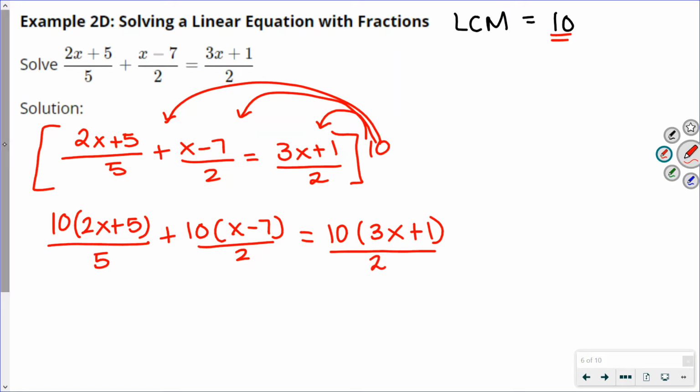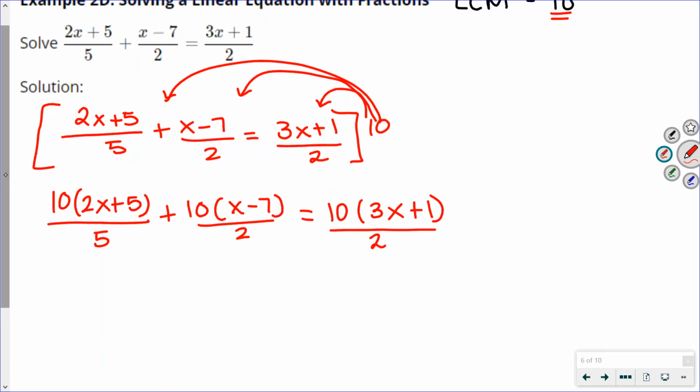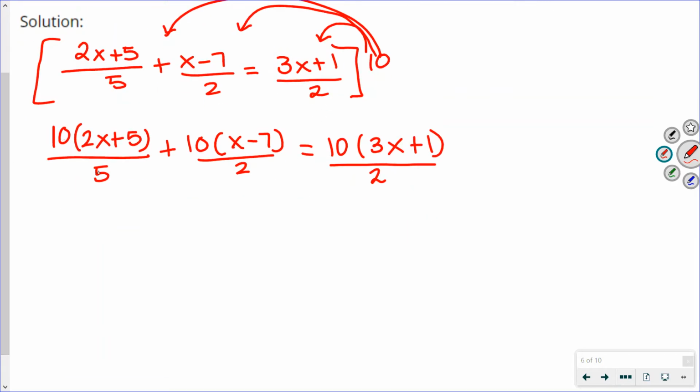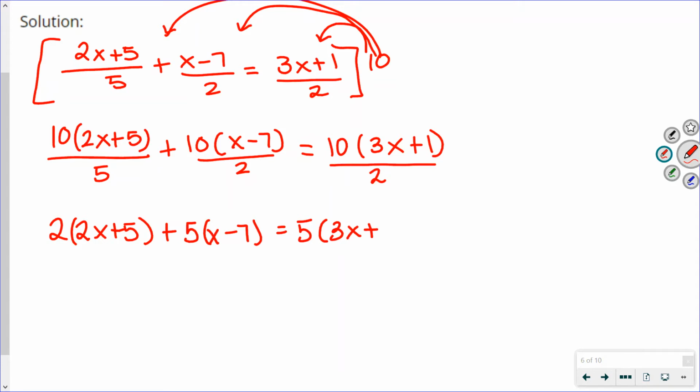Now I want to reduce these fractions because 10 and 5 can be reduced. 10 divided by 5 is 2. 10 divided by 2 is 5. 10 divided by 2 is 5. And now I've eliminated all the fractions and I can just solve it normally.